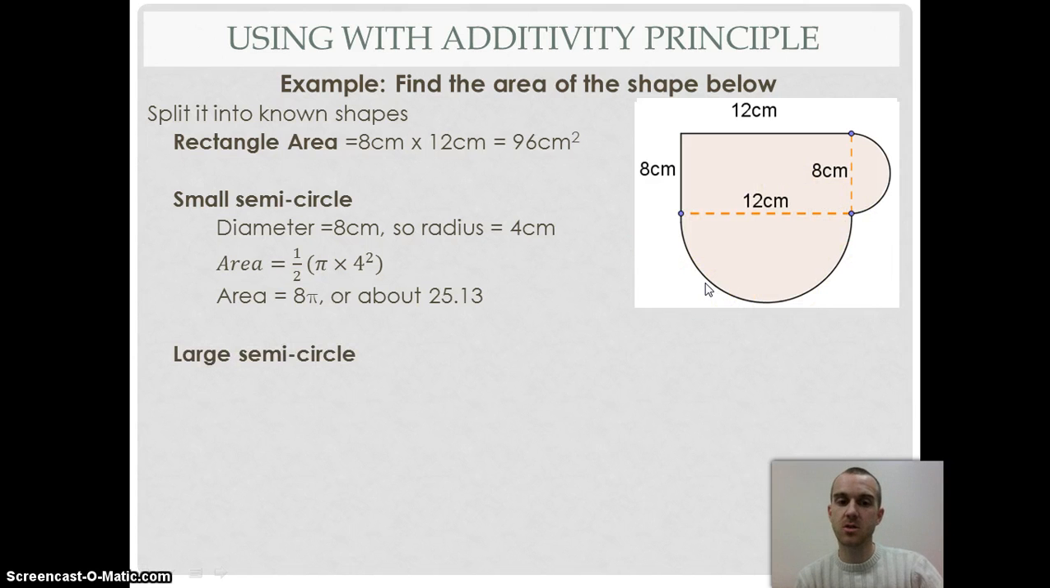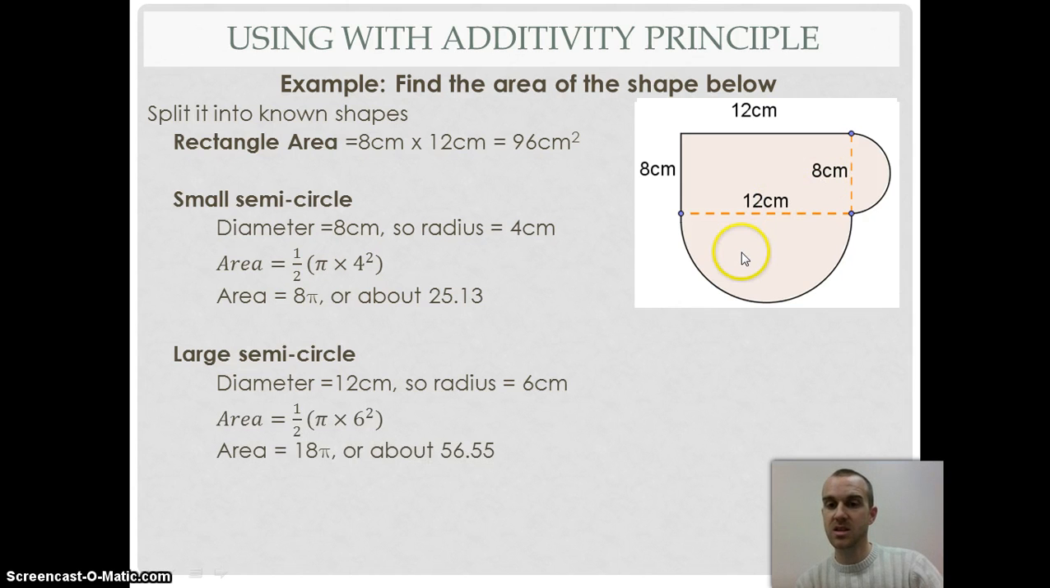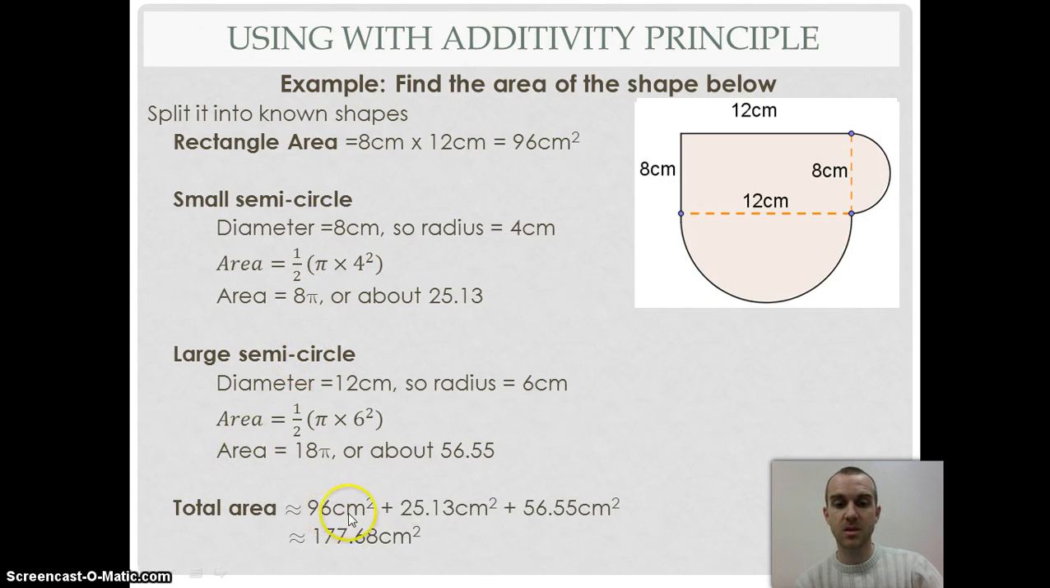Again, it's a half of a circle, and I know my diameter is 12 centimeters, so my radius would be 6. So then I do half of my area of pi r squared, and that's going to give me about 18 pi, or about 56.55 square centimeters. Now if I want to do the entire area, I just add my 3 areas together. 96 square centimeters plus 25.13 square centimeters plus 56.55 square centimeters gives me about 177.68 square centimeters.